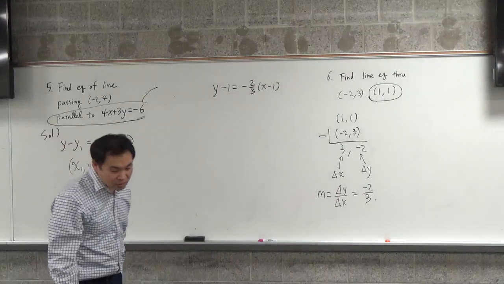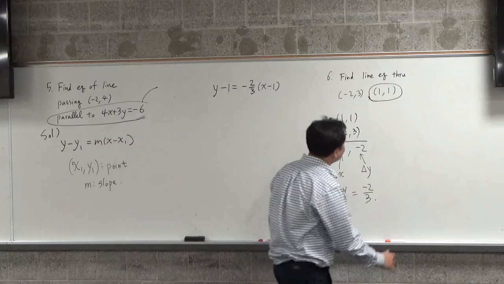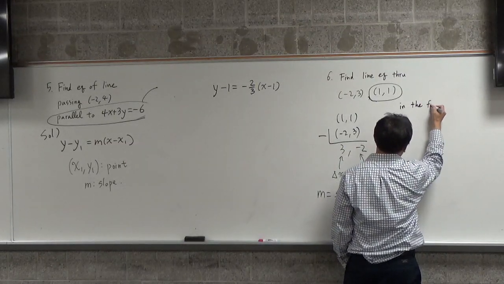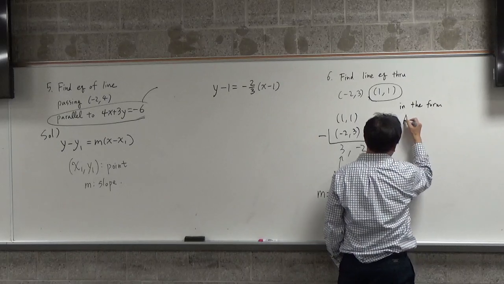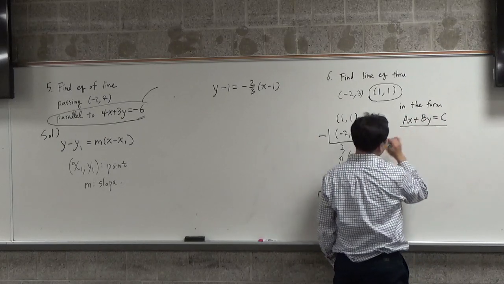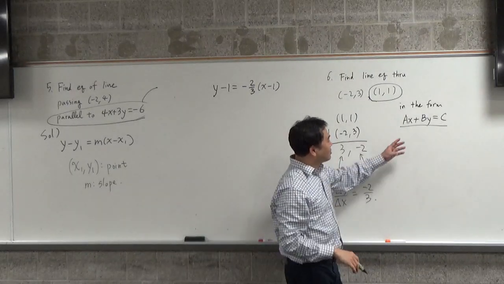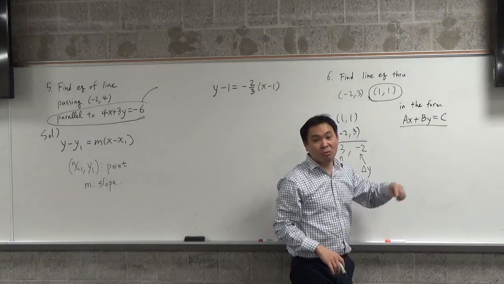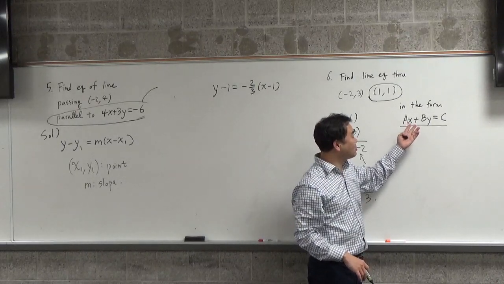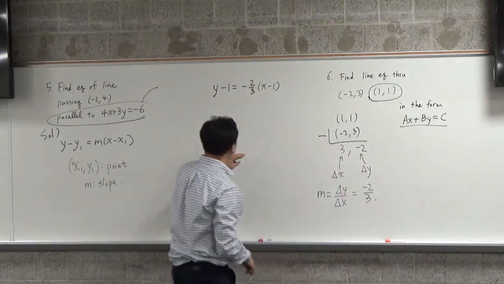Except that this question has a strange request. It wants to find the form ax plus by equals c. This is also called the standard form. And this has its advantages over the other forms. It's easier to find the intercepts if you put it in this form. Okay, so let me just show you how that's done.